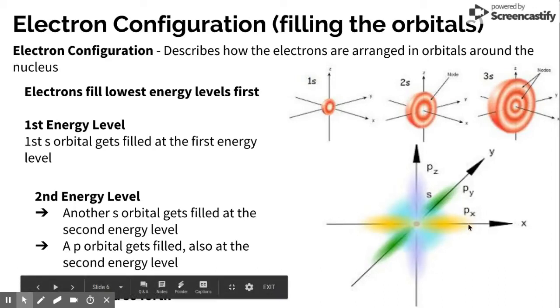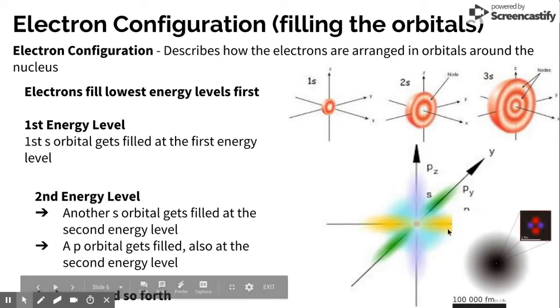If we were to go to a third energy level, we would see another s orbital encompassing that, more p orbitals, and some d orbitals. You can start to see how this picture of an atom and the electrons can start to get quite complicated, and why we call it an electron cloud.